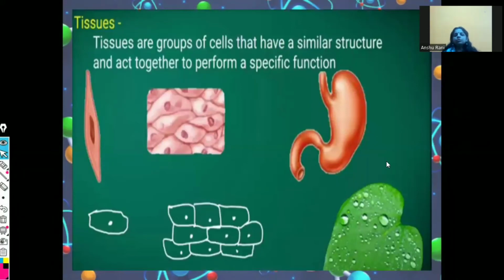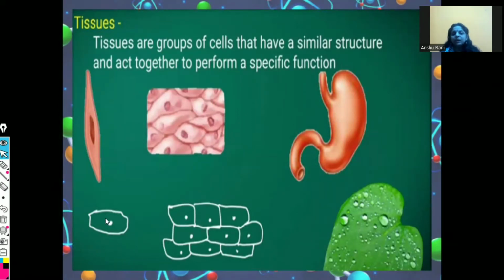What are tissues? Tissues are a group of cells that have similar structure and act together to perform specific functions. Like you are having one cell, these cells are combining to form tissue. This tissue will be able to perform a particular function. These tissues will combine to form organs. Organs will combine to form organ systems.